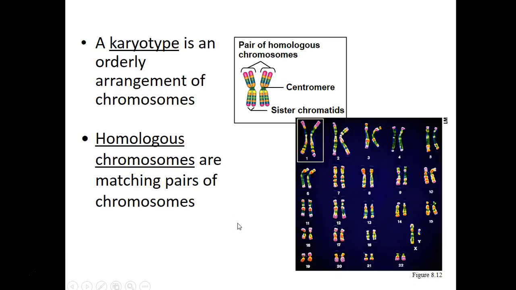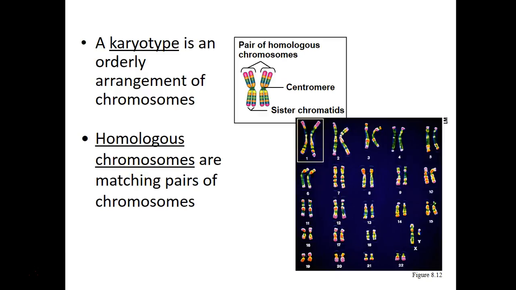So of the 23 pairs, 22 of them are what we would call autosomal chromosomes. Those are the chromosomes that code for most of the body functions. The last set of chromosomes are called the sex chromosomes, and you can have an XX, which codes for a female, or an XY, which codes for a male.